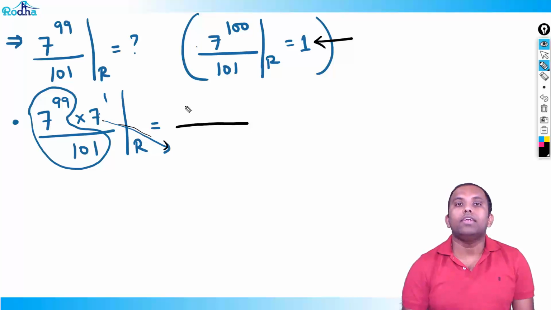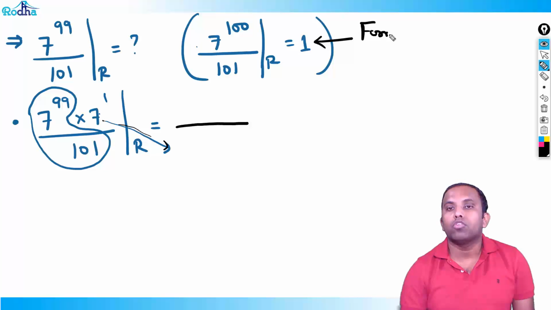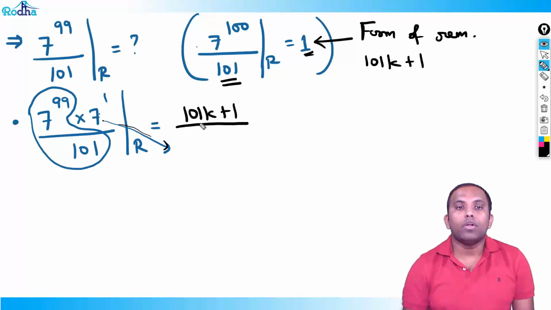So for that I need to write not the actual remainder, I need to write the form of the remainder. So what is the form of the remainder here? A number when divided by 101 gives remainder 1, so the form is 101k plus 1. And now I want to find at what value of k it will be divisible by 7, because when this 7 comes here, I want the numerator to be perfectly divisible by 7.